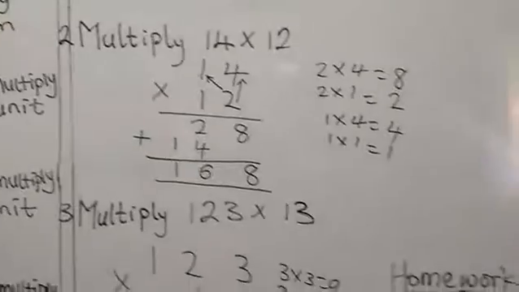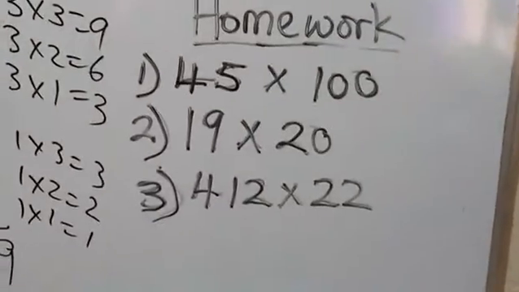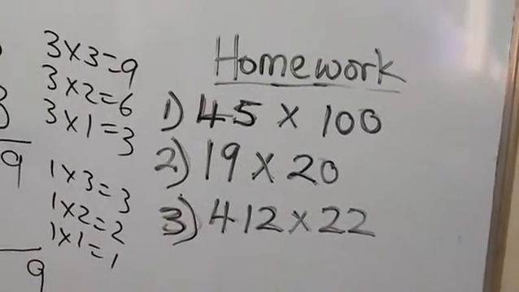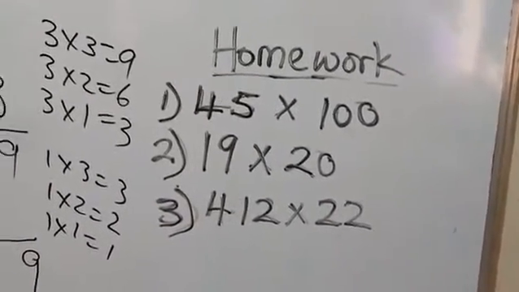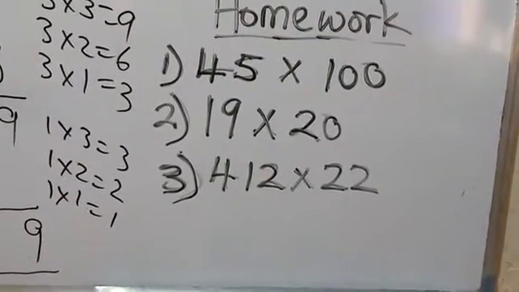Now, I'm optimistic you've learned a thing or two from what we just did. And so I want you to do this homework for me. Number 1, you have 45 times 100. You can use any of these methods. Number 2, you also have 19 times 20. And number 3, you have 412 times 22.